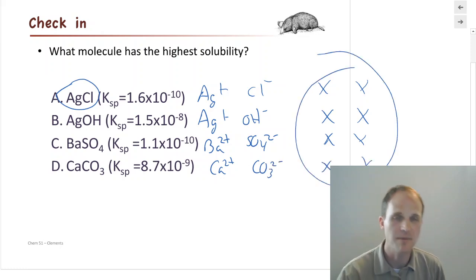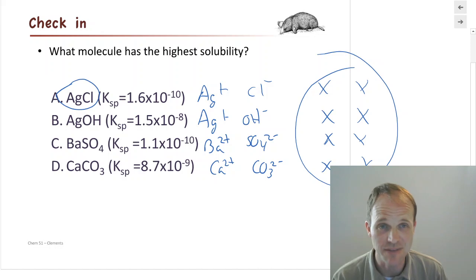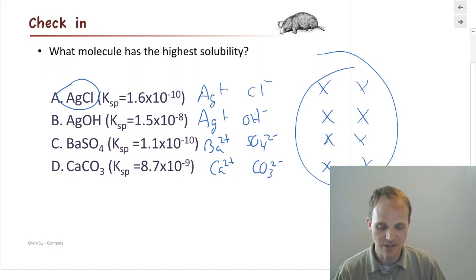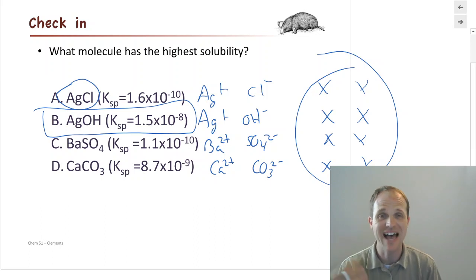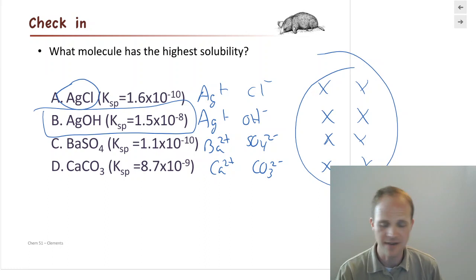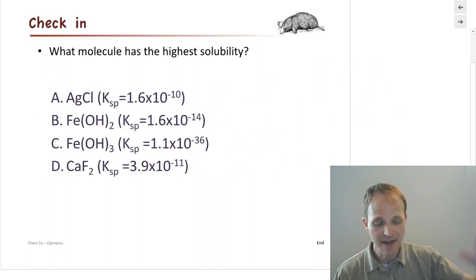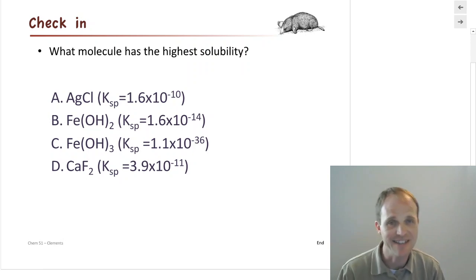So hey, look, they all break apart identically, so I can just compare KSP values. Which one has the largest KSP value? Silver hydroxide. And so silver hydroxide has the highest solubility in this list. So that's pretty good to do when you have things that break apart similarly. Just compare your KSPs. However, when that's not the case, what do you got to do?